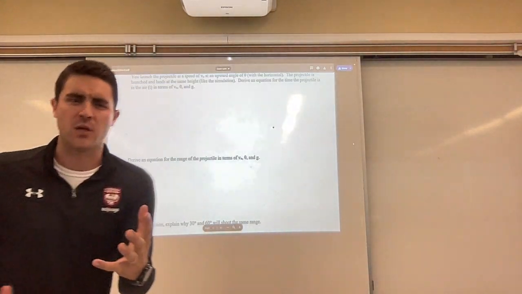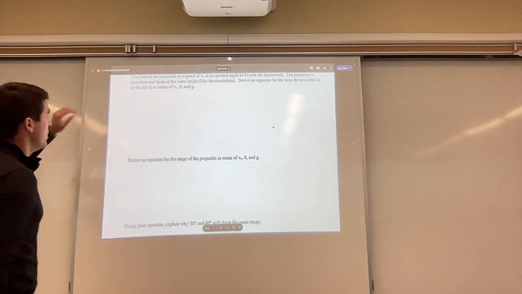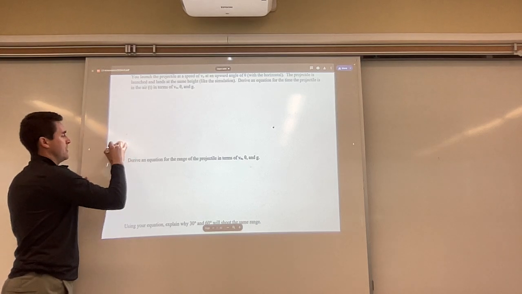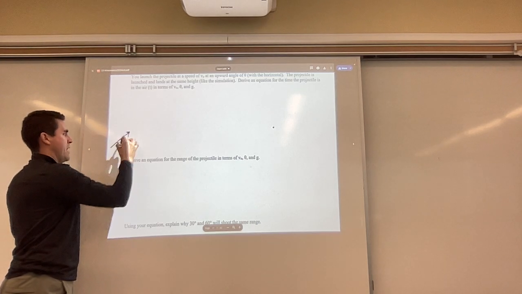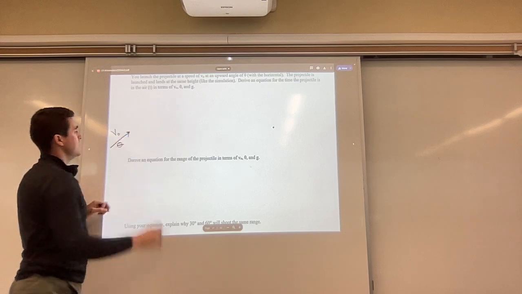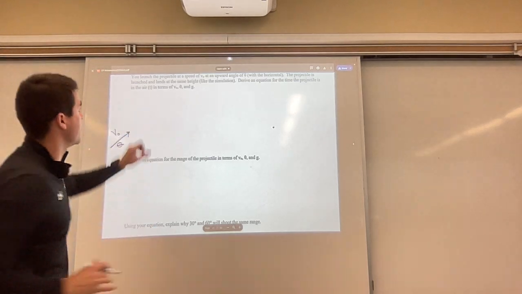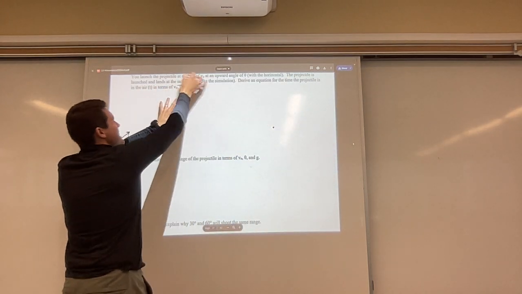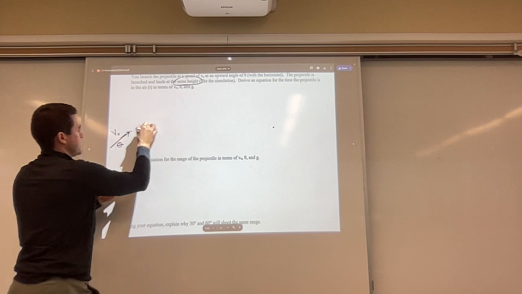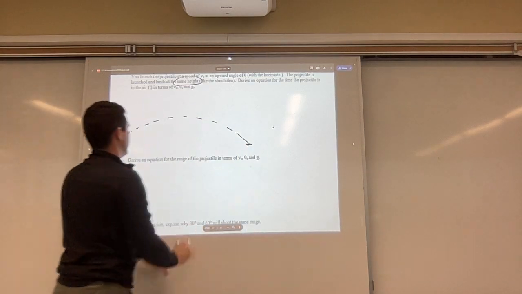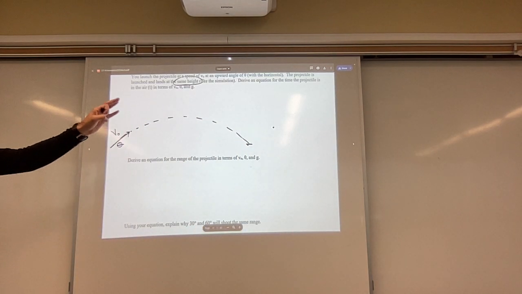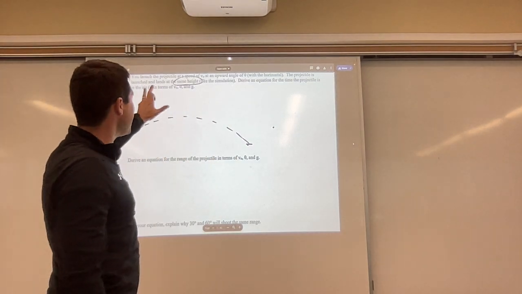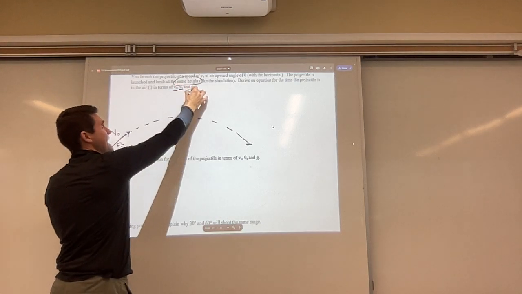Here is our problem. It's at the end of your packet if you want to follow along. If not, I have it here for us. We launch a projectile at a speed of v0 at an upward angle of theta. Let's start my picture. I've got an angle theta. It has an initial velocity of v0. The projectile is launched and lands at the same height. So if I'm launching it from here, it's going to travel over here and land at the same height. Derive an equation for the time the projectile is in the air in terms of speed, theta, and g.